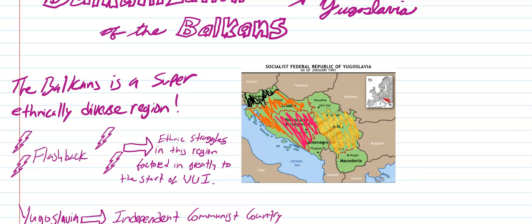And I actually accidentally covered up Kosovo. Kosovo is made up of Kosovar Albanians, which are a different ethnic group. The Macedonians, that's a big one. The people of Vojvodina and Montenegro.